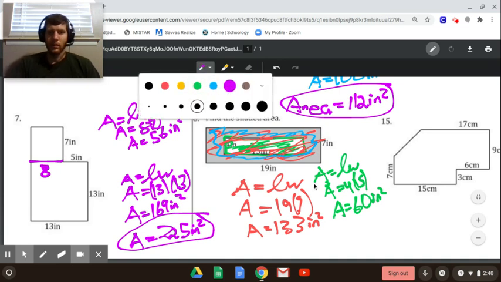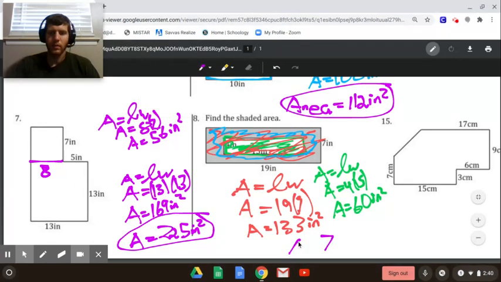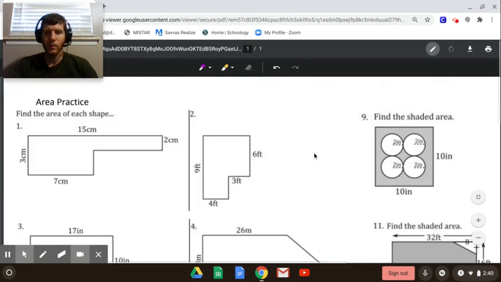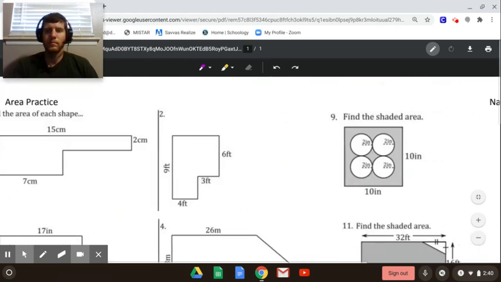I like to use the calculator on the videos because we don't want to make any mistakes. So our area of the shaded region is going to be 73 inches squared. We took the total area, which was 133, subtracted the non-shaded part, which was 60, and we got 73 around the outside there. That's number 8.